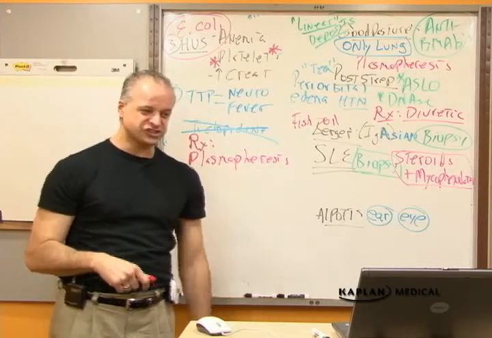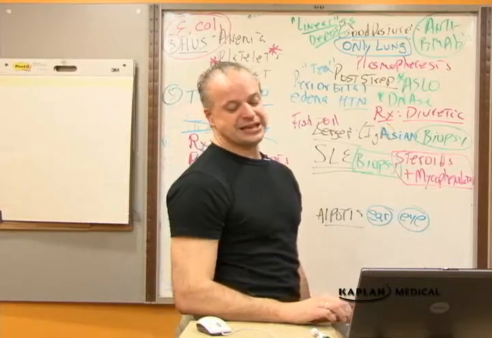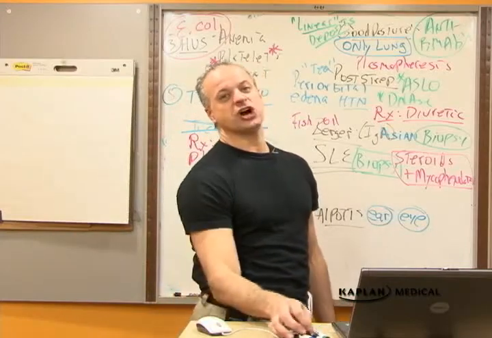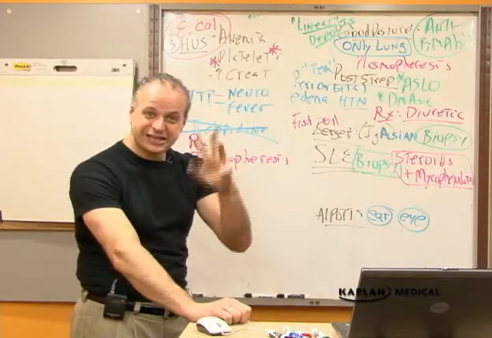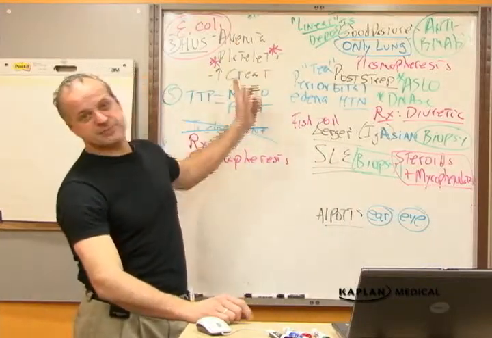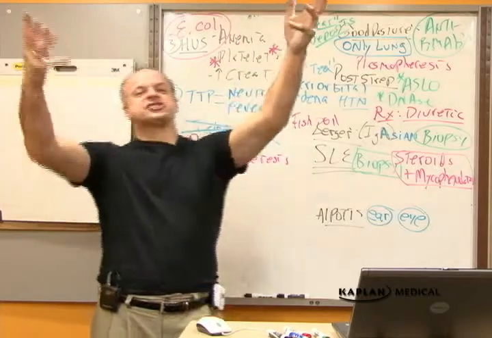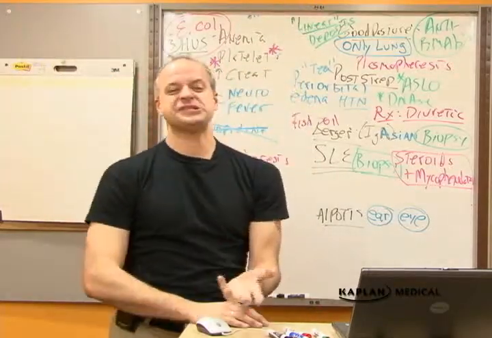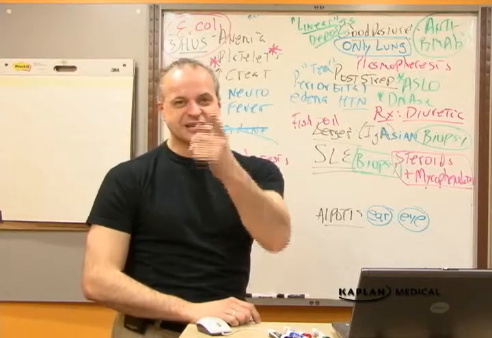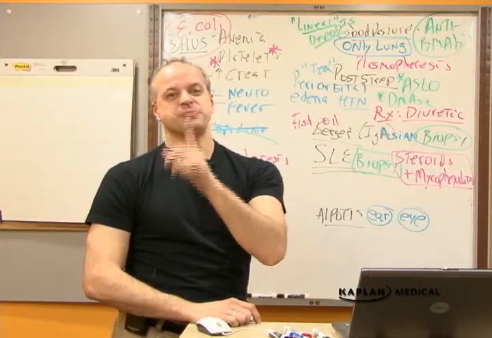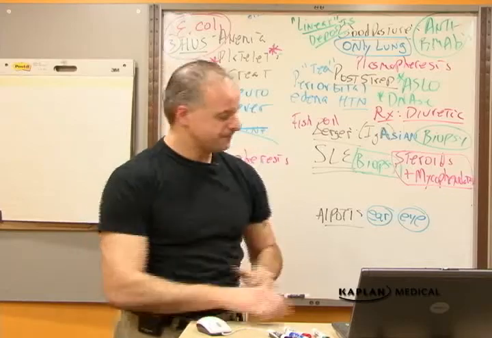Use plasmapheresis. You see, in TTP and HUS, the platelets are coming out of circulation and precipitating in my brain, in my kidney, in my blood vessels. The platelets are coming out of circulation and precipitating, and that's what's causing the disease. So don't give platelets. You'll just be causing more precipitation.